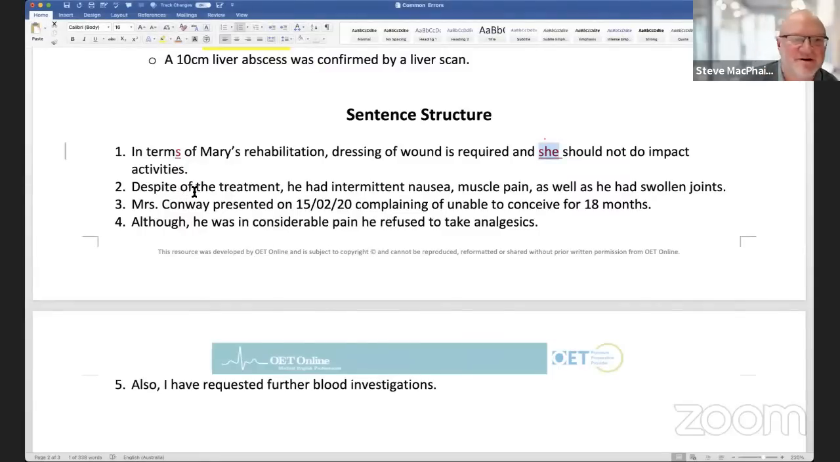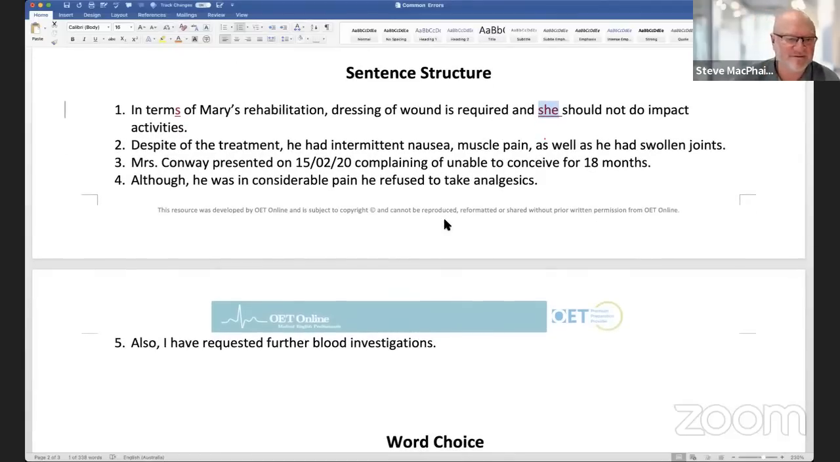Okay, look at this one. Despite of the treatment, he had intermittent nausea, muscle pain, as well as he had swollen joints. Now, there's a few errors here, a few common ones. I wonder what you're seeing.